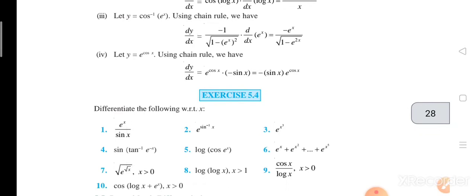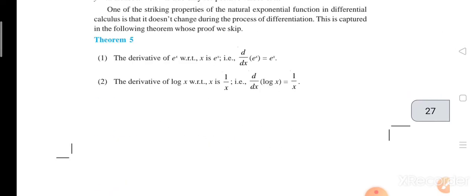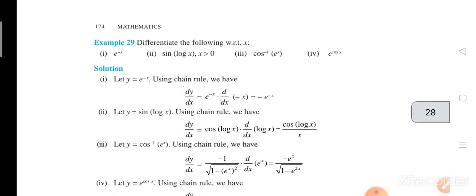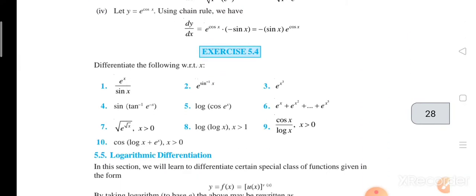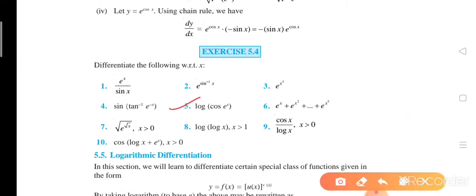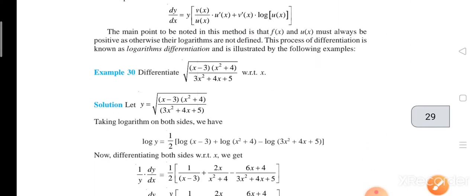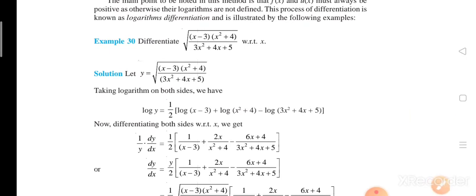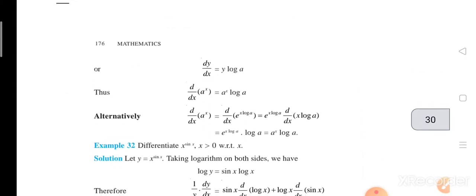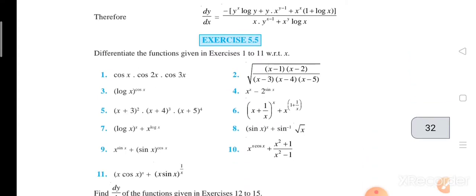This is very important, 5.4. So from this exercise we have to do question number 5, 7, 9 and 10. You have to do these problems. Logarithmic differentiation. This is very important exercise. Example, don't miss any example. इसके आप सारे examples करेंगे.